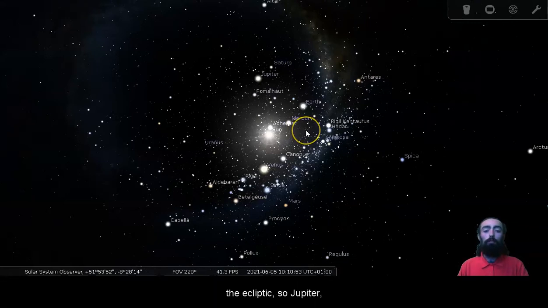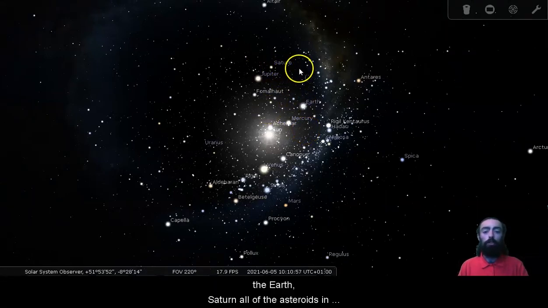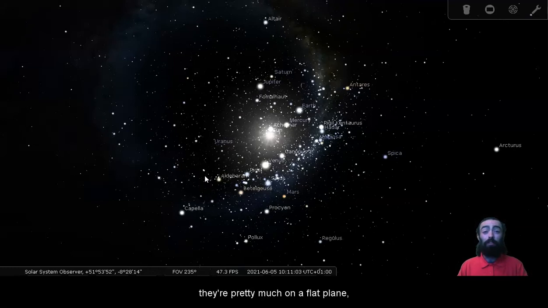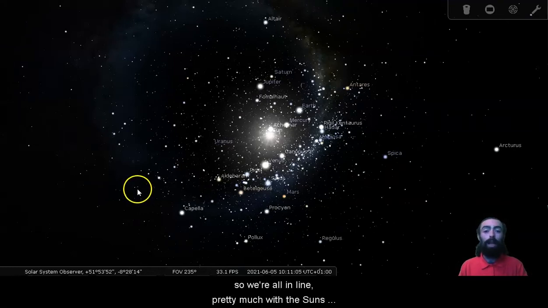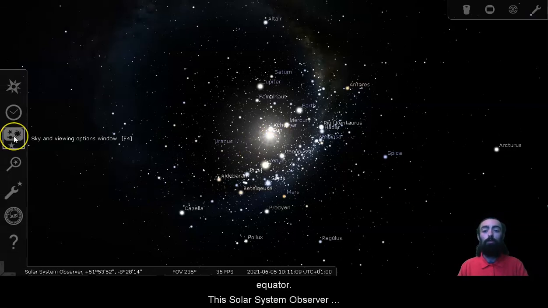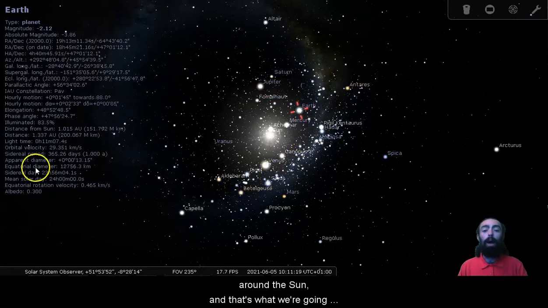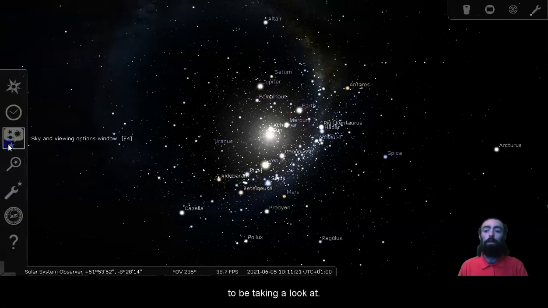Most objects in our solar system lie along the plane of the ecliptic. So Jupiter, the Earth, Saturn, all of the asteroids in the asteroid belt, most of the objects beyond that, even things like Pluto, they're pretty much on a flat plane. So we're all in line pretty much with the sun's equator. This solar system observer is way, way above the north pole of the sun. So this allows us to look down on Earth, Jupiter, Saturn, and how they would move around the sun. And that's what we're going to be taking a look at.